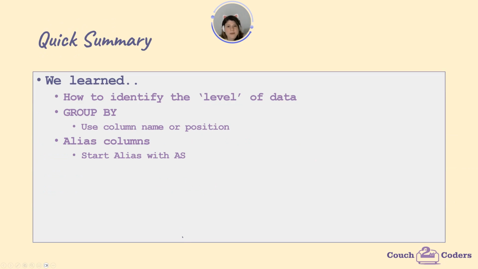So let's review everything we've talked about today. We learned how to identify the level of data. We introduced the group by keyword. We can alias or rename columns by just simply typing as after our aggregate function and renaming it to whatever we want. In our next lesson, we're going to take a quick divergence and go over a couple of date time functions, and then we'll come back and do even more examples with the group by. See you then.